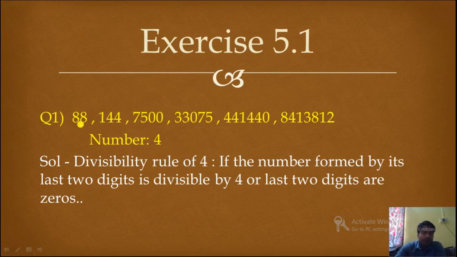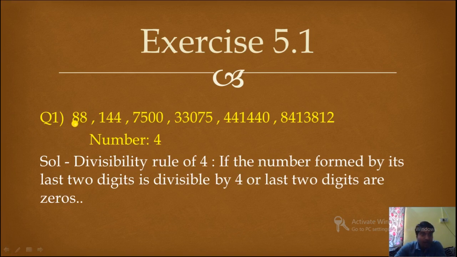Question number 1. Here we have some numbers that we have to check whether they are divisible by 4 or not. So before solving we have to think about the divisibility rule of 4. So what is the divisibility rule of 4? If the number formed by its last two digits is divisible by 4 or the last two digits are zeros. Okay, so now let's check this.